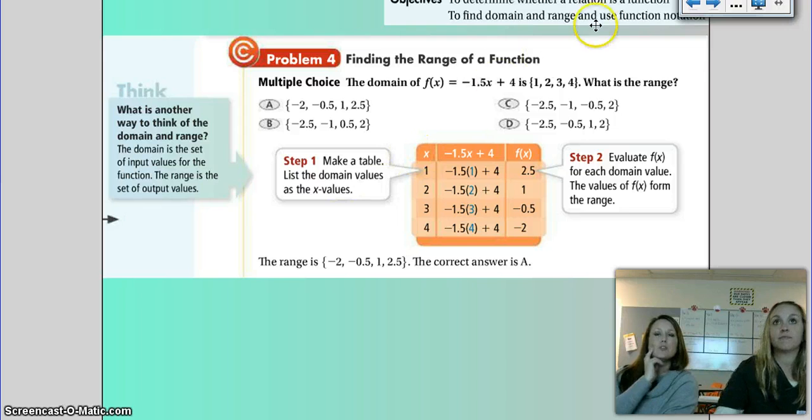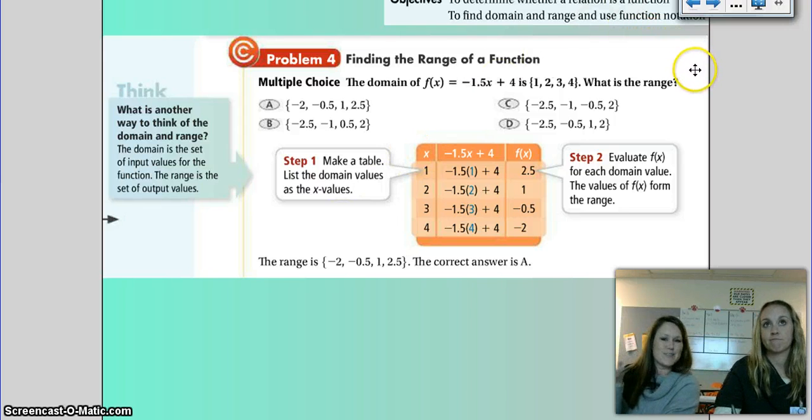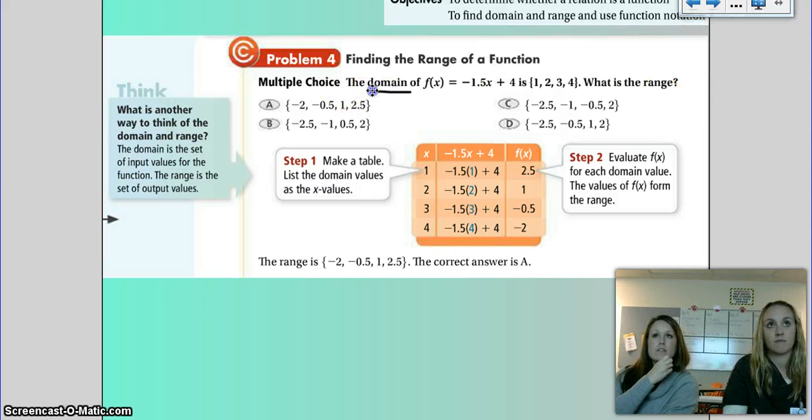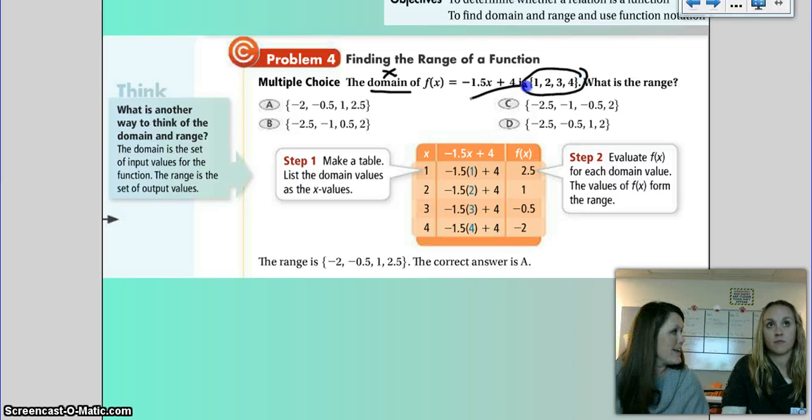So multiple choice, we're not going to guess. We're going to do it. It says the domain of f of x is all of this. The domain of f of x equals that equation is blah, blah, blah. So all of those values are the domains, which is my x value.